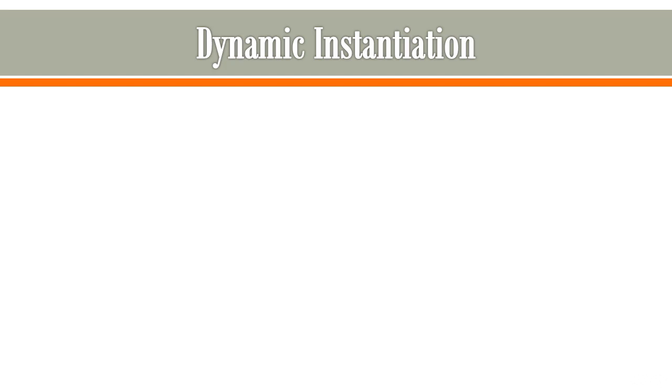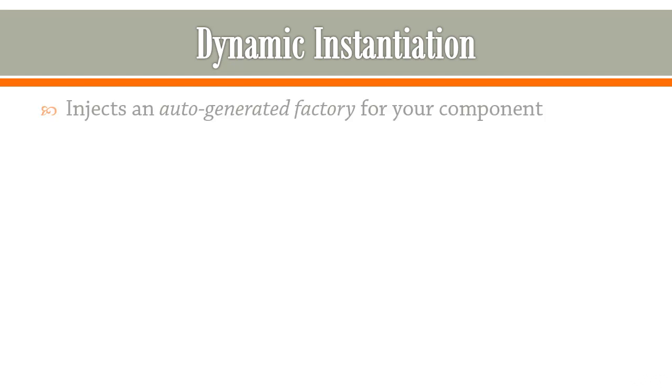Okay, so next up we're going to talk about dynamic instantiation, and this is a bit of a cryptic idea because what happens is the thing that gets injected is something called an auto-generated factory. Now, what's an auto-generated factory? Well, let me explain to you what the problem is.